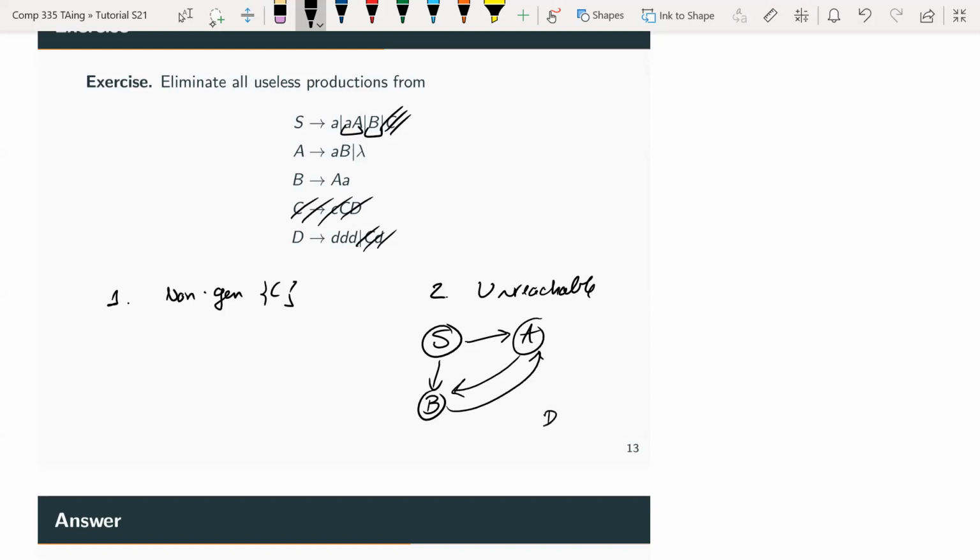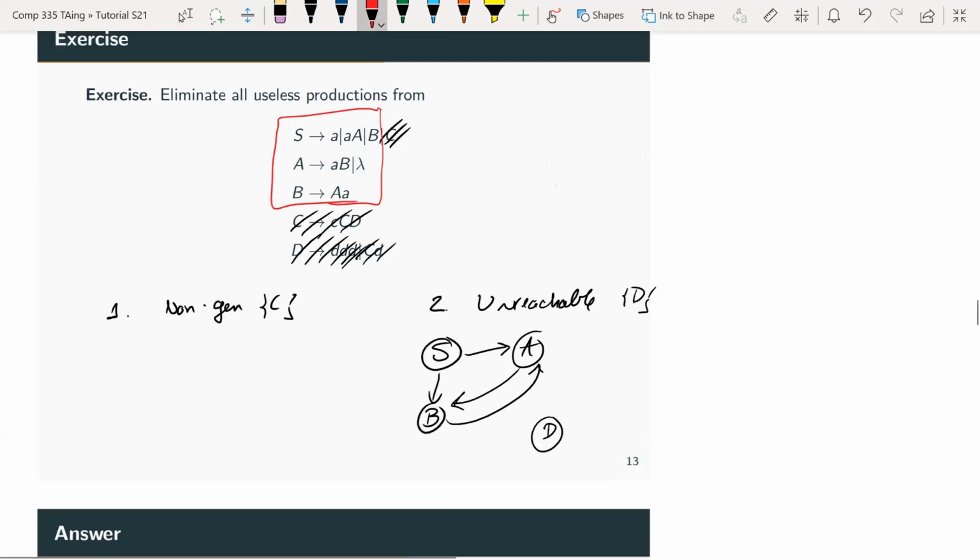And here from D, I can't get to D, right? And so what that means is D is unreachable. Okay, so that means that I can also remove D. So what that means is that when you simplify this, removing useless productions, you're left with this grammar. Okay, so there's a question on slide 12, if we were to remove unit productions.